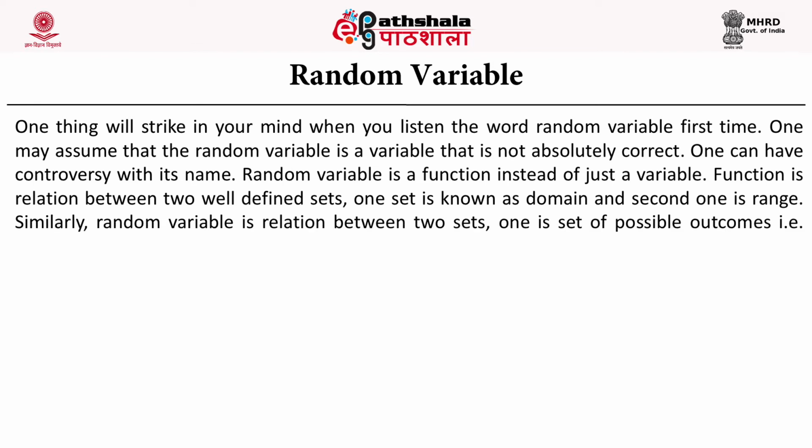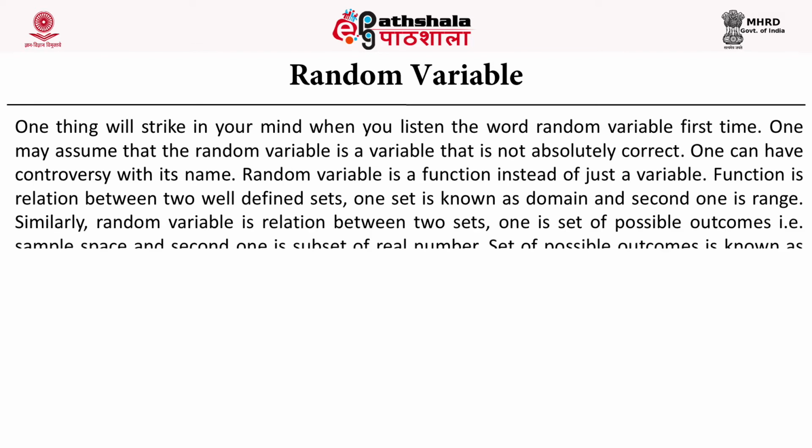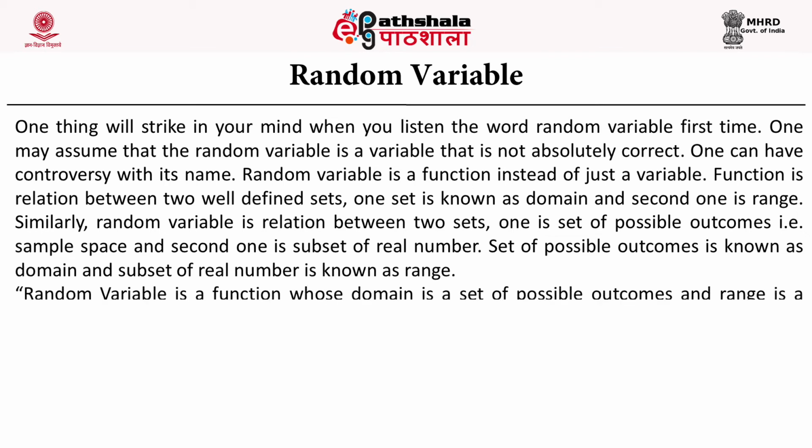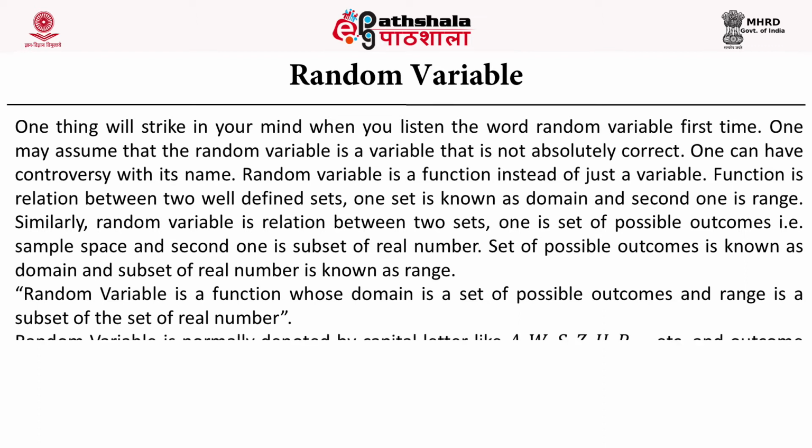Function is a relationship between two well-defined sets. One set is known as domain and the second one is range. Similarly, random variable is a relationship between two sets. One is the set of possible outcomes, that is the sample space, and the second one is a subset of real numbers. The set of possible outcomes is known as domain, and the subset of real numbers is known as range.